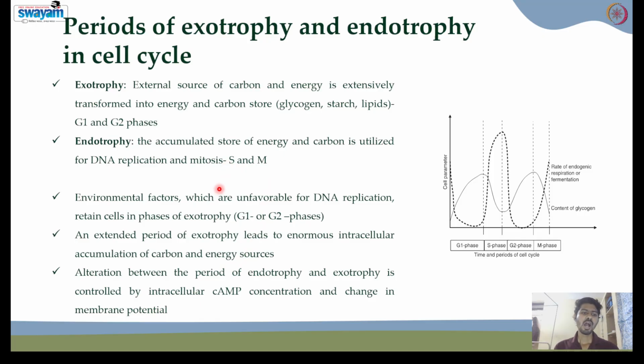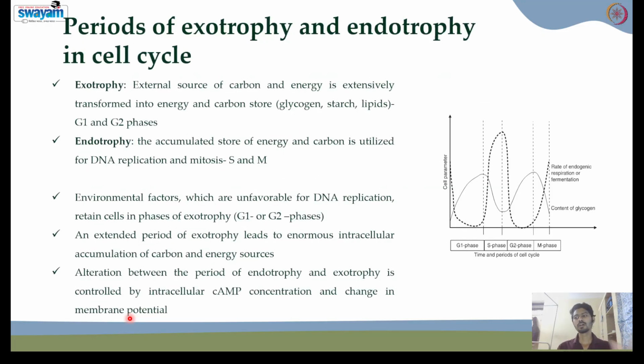So how is it controlled? It is controlled by the concentration of cAMP, and also if there is a change in the membrane potential, we could observe the events. So these are the important concepts of exotrophy and endotrophy in the cell cycle.